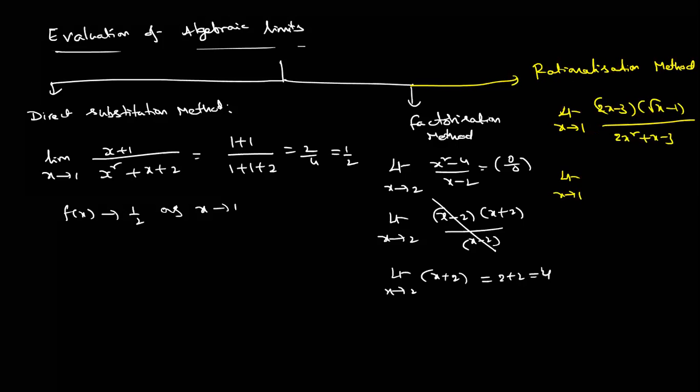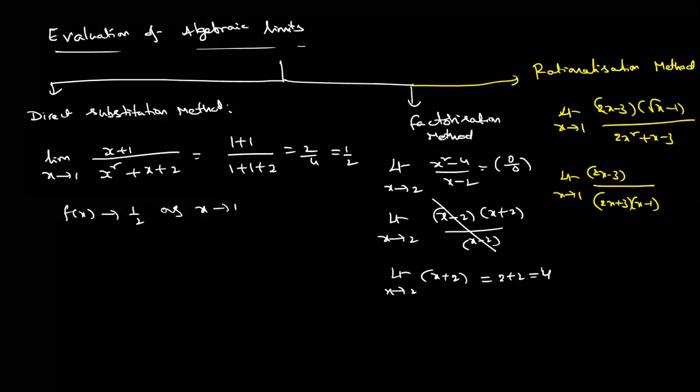How to solve? Put x is equal to 1. What is the answer coming? This one is also coming 0 by 0. See carefully. So what we have? 2x minus 3 into, by factorization, what is the factorization? 2x plus 3 into x minus 1. Fine.